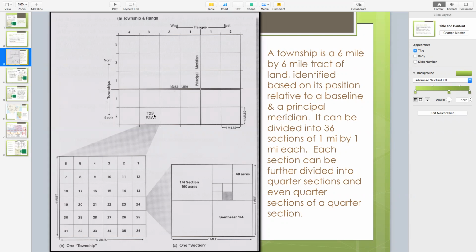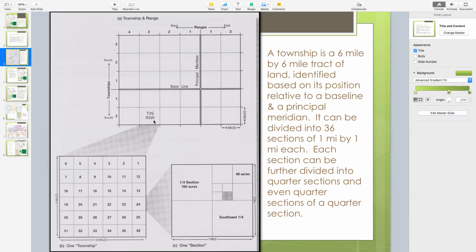That's how we get our north-south relation. How we get our east-west is based off of the principal meridian. Right here is our principal meridian. To get to our township here, we have to go 1, 2, 3 ranges towards the west. So we are R3W because we are range 1, 2, 3, and we moved west of the principal meridian. So the range is 3 west, R3W.